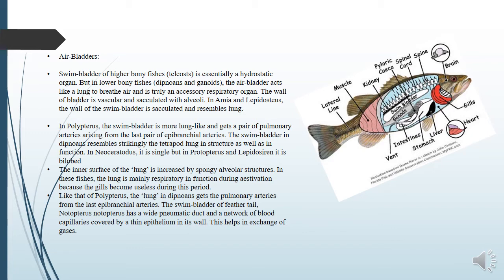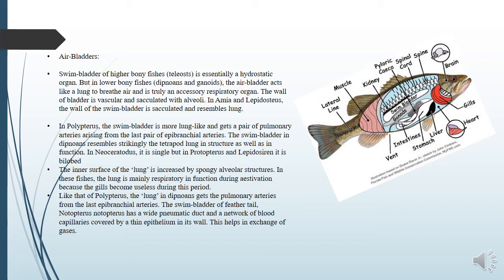In Neoceratodus, it is single, but in Protopterus and Lepidosiren, it is bilobed. The inner surface of the lung is increased by spongy alveolar structures. In these species, the lung is mainly respiratory in function during aestivation because the gills become useless during this period. Like that of Polypterus, the lung in dipnoans gets the pulmonary arteries from the last epibranchial arteries.